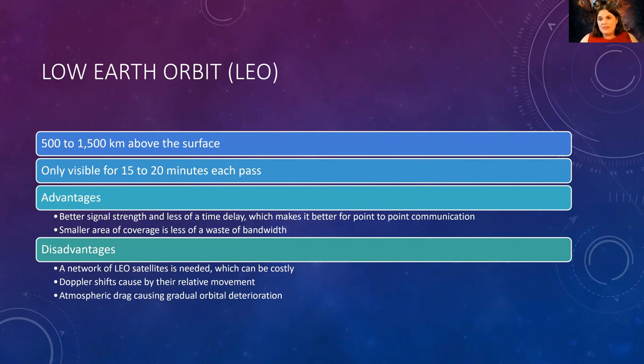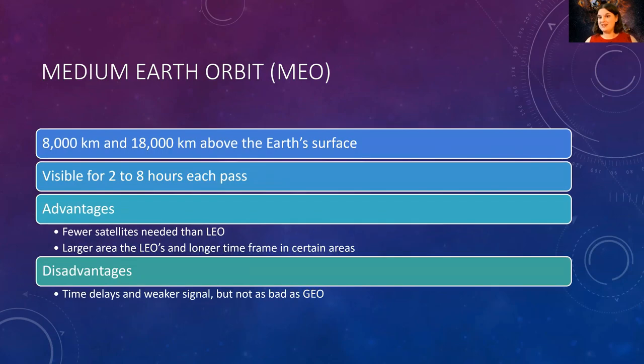So you have to have some of these satellites, but what can we do as an intermediary? Why not medium? So instead of having something that's very far out or something that's very, very close to Earth, we can have something that's in between. These are visible for 2 to 8 hours each pass, which is really nice because that means fewer satellites are needed and it can cover a larger area over a longer period of time.